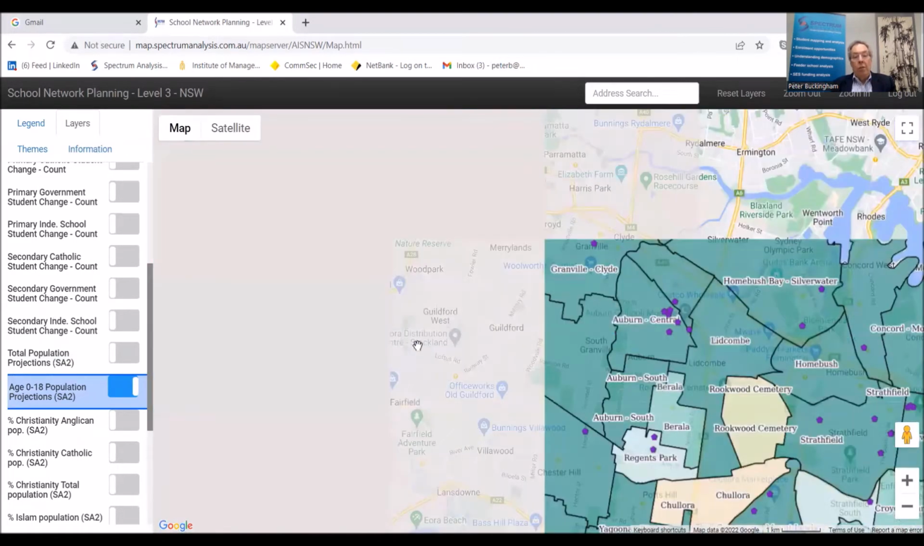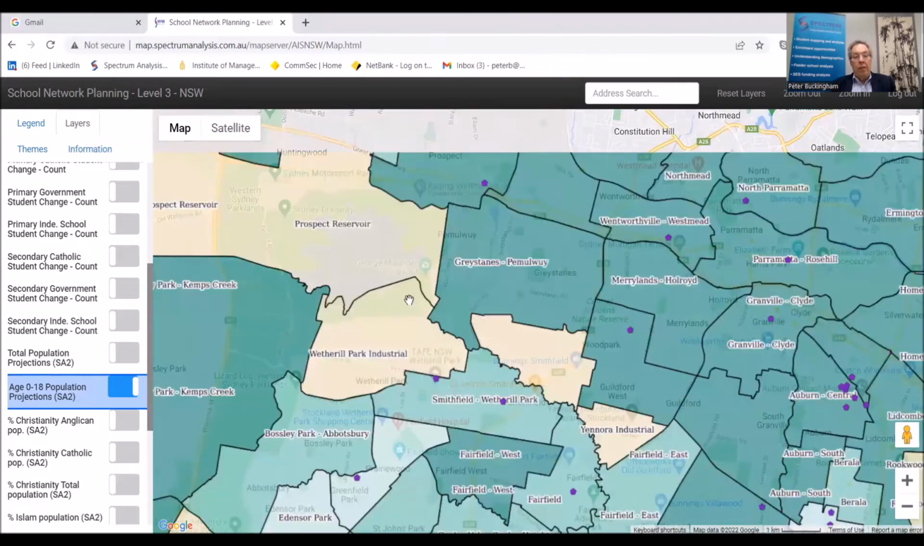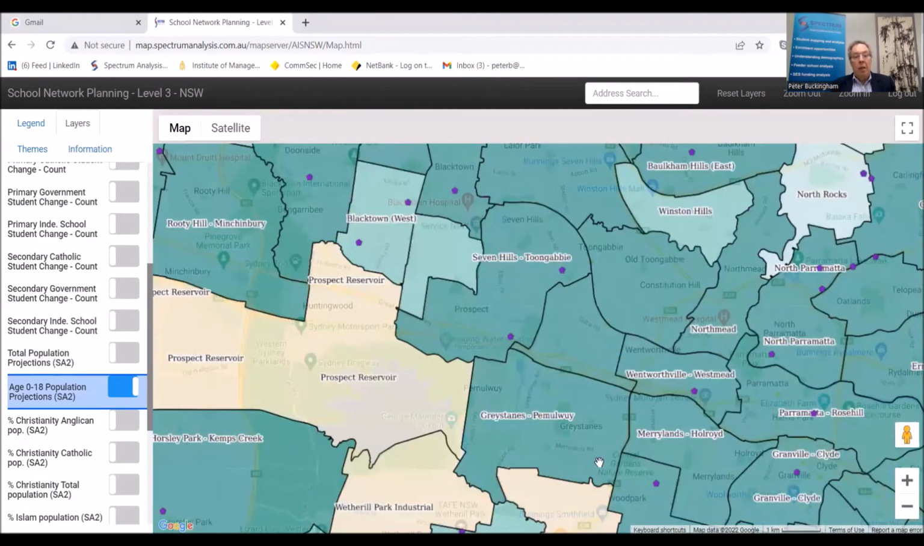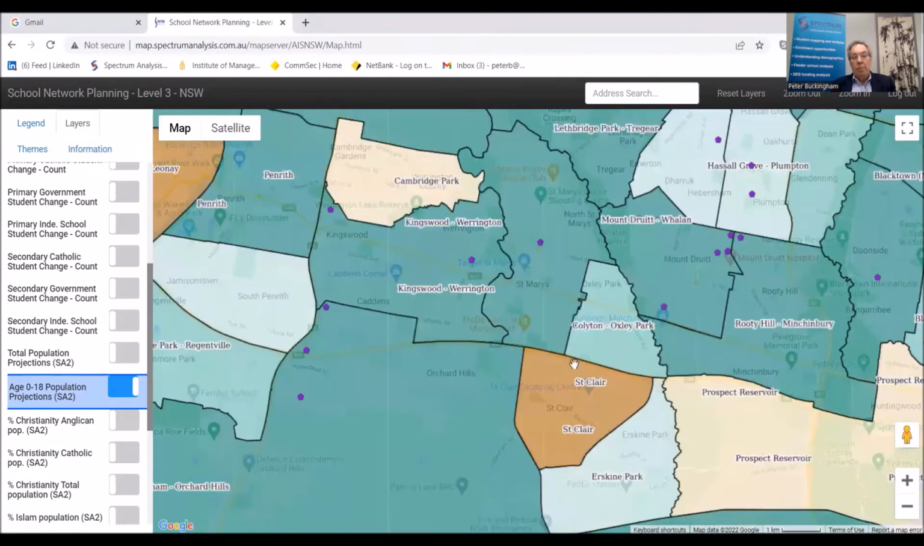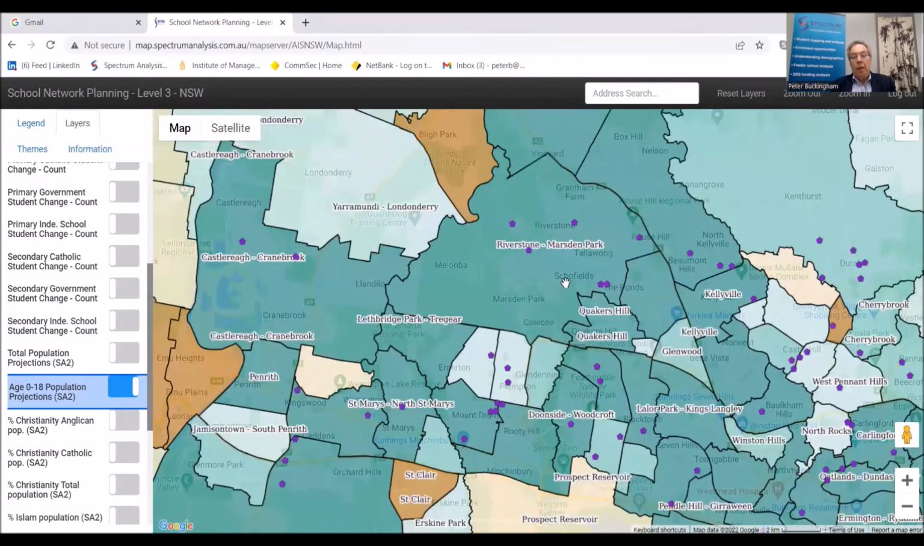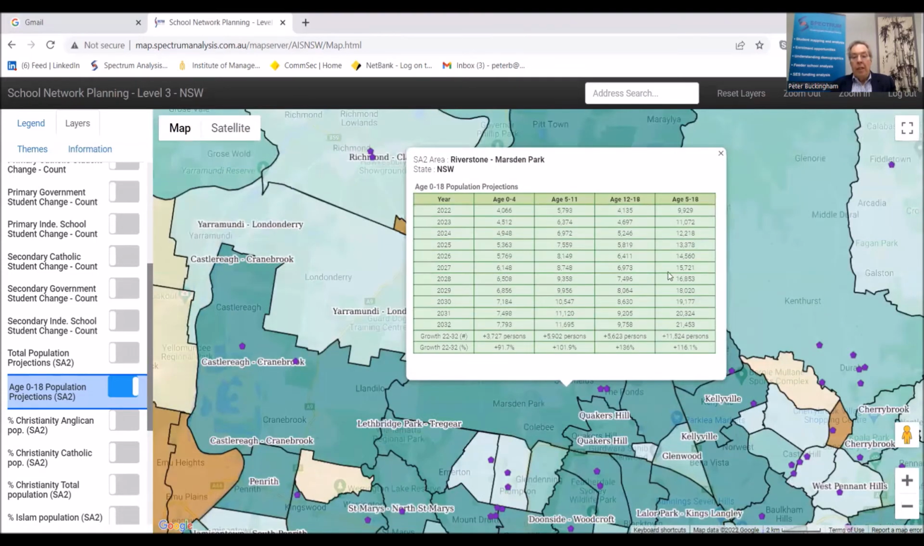Now, let's just go over to one of the really high growth areas. I'll just see if I can pick up Marsden Park, which is out here. Give you an idea, this area is going to grow from just under 10,000 school-aged children to 21,000. Well, there'll be 11,000 more school children there in 10 years' time. So it really talks about where the schools are needed to go.